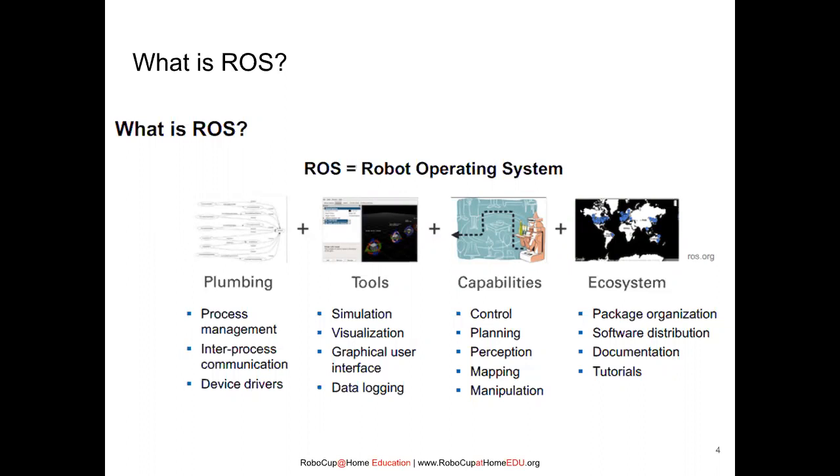So in ROS, it really provides us a lot of this control, planning, perception, mapping, manipulation, this kind of capability. It is a system framework where, for example, people that are good in control contribute their work into ROS. Then it is open sourced, then we can use the control system. So the same thing like mapping, perception, and so on.